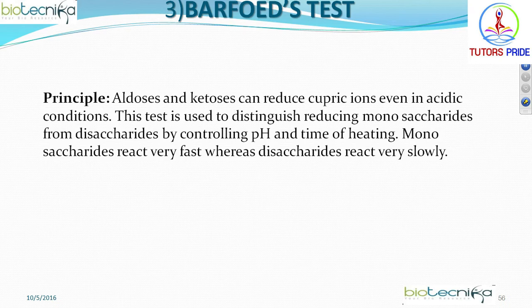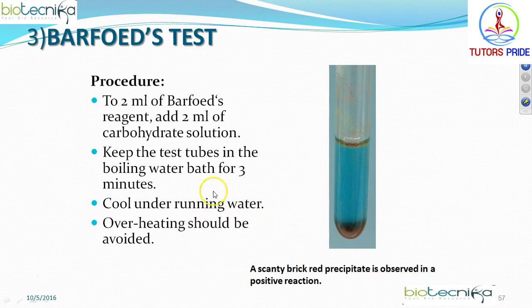The test is used to distinguish reducing monosaccharides from disaccharides. This is a test to carry out to differentiate between a reducing monosaccharide and disaccharides, by controlling the pH and time of heating. Monosaccharides react very fast, whereas disaccharides react very slow. So that it will be confirmed. If disaccharide is there, it will react very slowly. But if monosaccharide is there, it will react very fast with Barfoed's reagent.